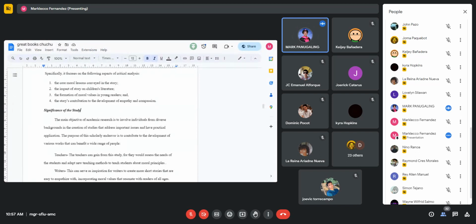Group one, let's make it fast. I've been explaining this for the longest time now. Number two, impact of story on children's literature. Where is the author there? Because your second theory is expressivism, you said. Where is the author there? Sorry, Doc, we didn't know we need to dissect preservation.